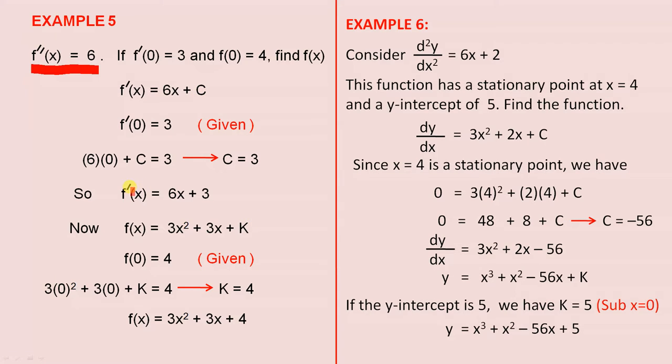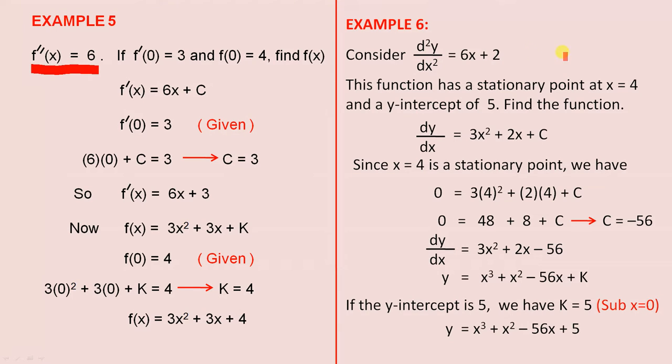Now, if we find the primitive function of that, that gives us 3x squared plus 3x plus k. We're told that f 0 equals 4. So we substitute 0 wherever we see x. So we get that line. That equals 4. We substitute x equals 0, which gives us k equals 4. So f x is 3x squared plus 3x plus 4. Now if we differentiate this function twice, we end up with f double dash x equals 6. That is, the second derivative will equal 6.